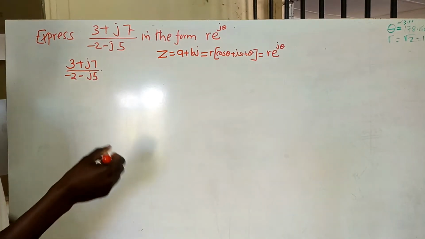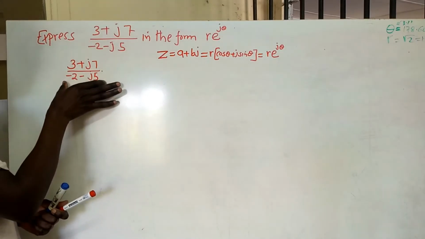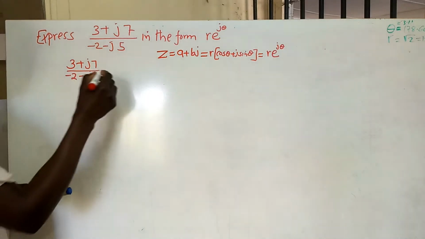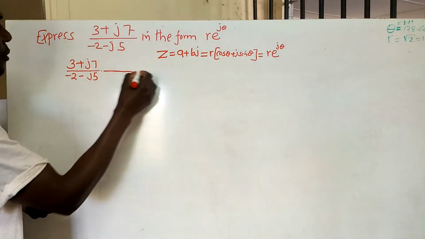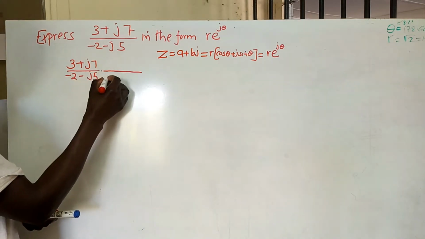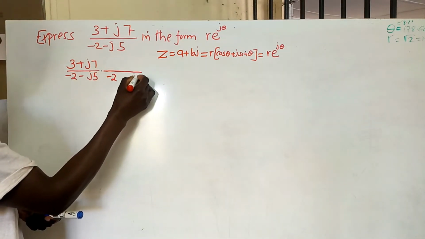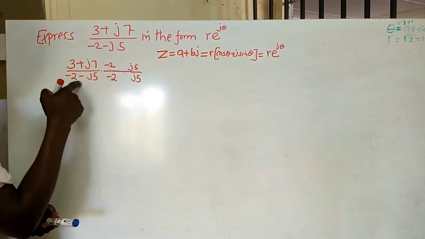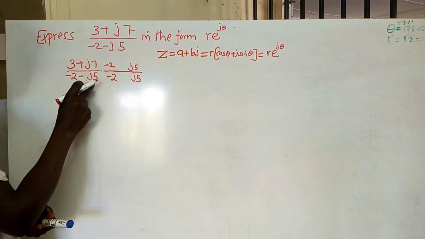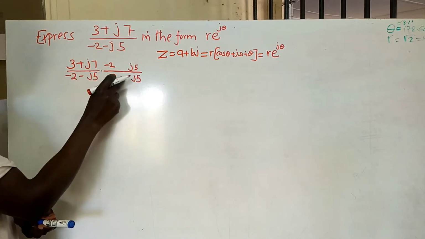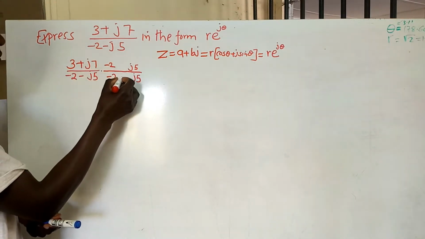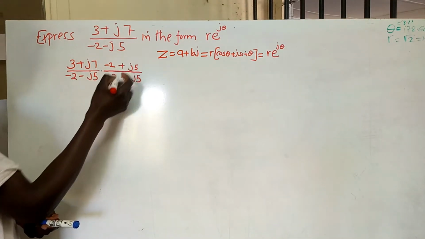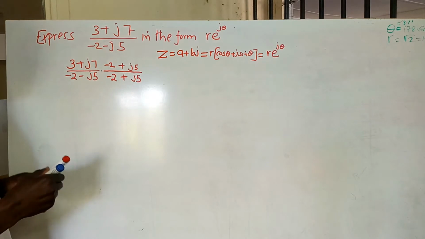To rationalize the denominator, in other words, we change that number in the denominator to be a rational number, a number that can be written as a fraction. We multiply both the numerator and the denominator by the complex conjugate of the denominator. So we have -2, we have j5. To get the complex conjugate of this one, we write the numbers the way they are, then we change the sign between them. This is negative, we convert it to positive. And that forms the complex conjugate of the denominator.